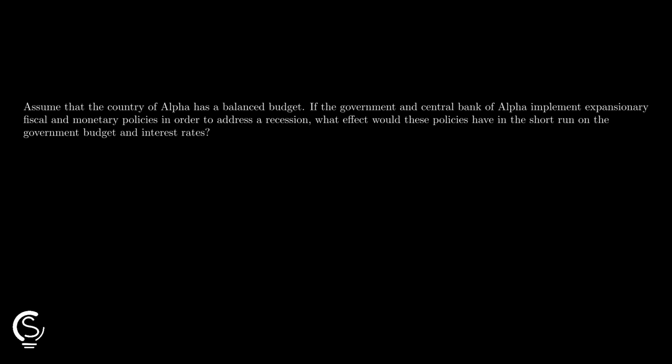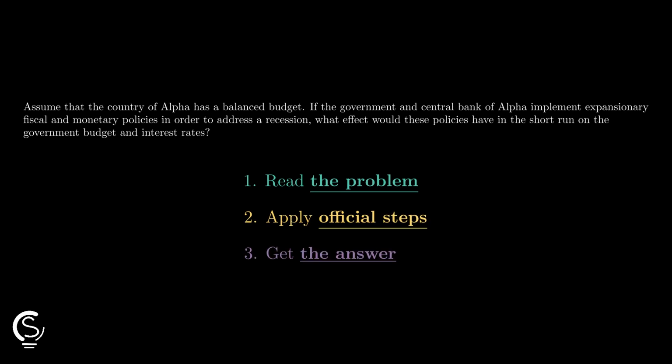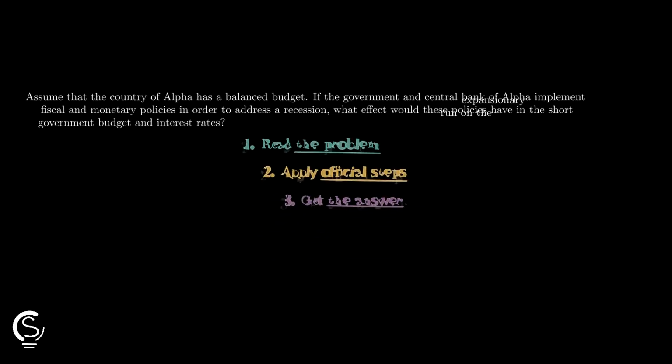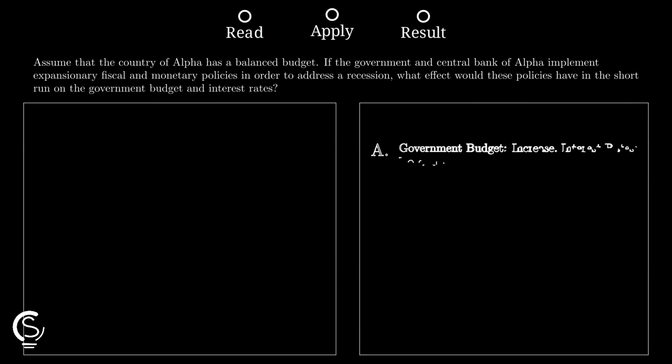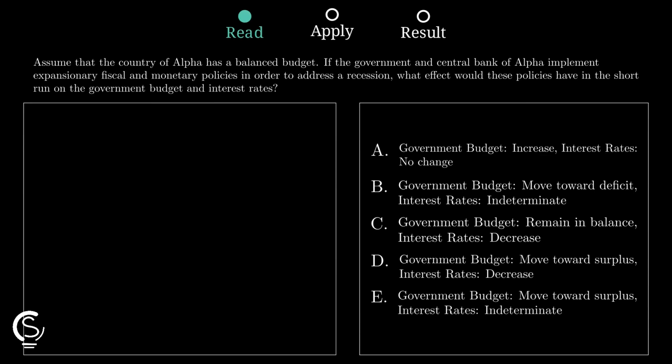Expansionary policies change everything when a country hits a recession. We will quickly solve how the budget and interest rates react to these specific shifts. Expansionary fiscal policy means the government is spending more or cutting taxes to boost the economy. Since they started with a balanced budget, this shift naturally moves them toward a deficit.